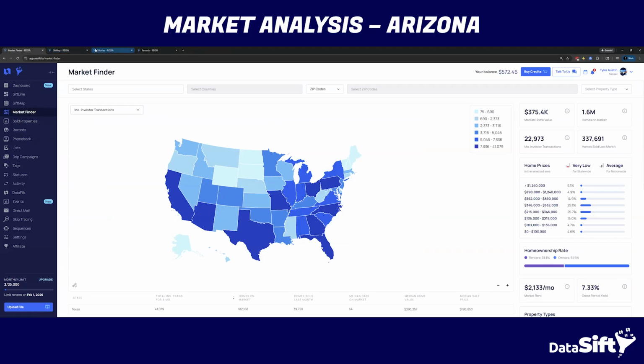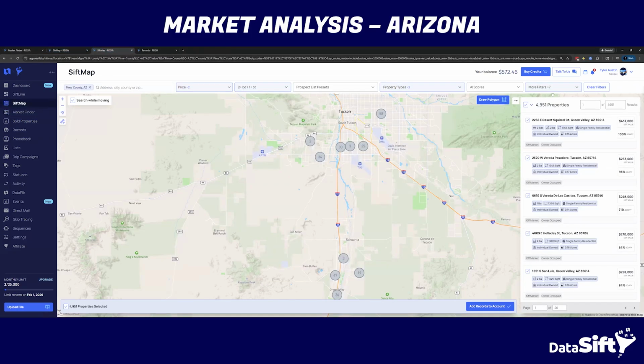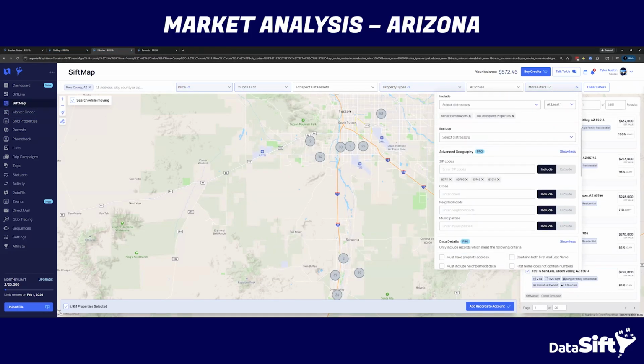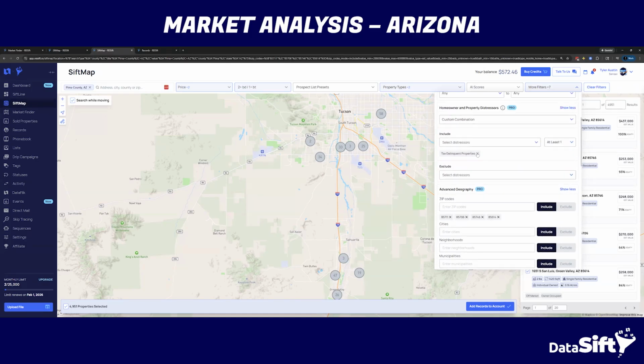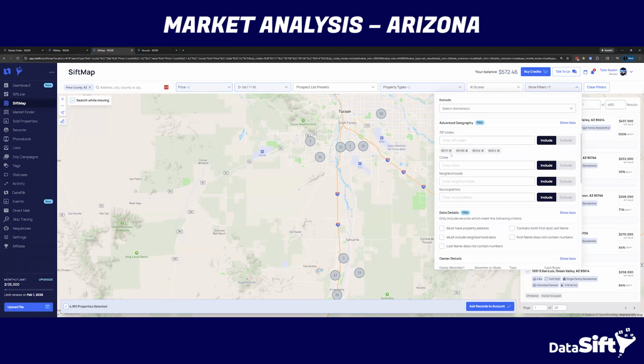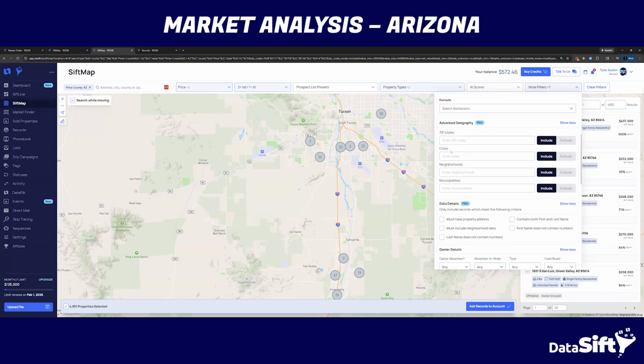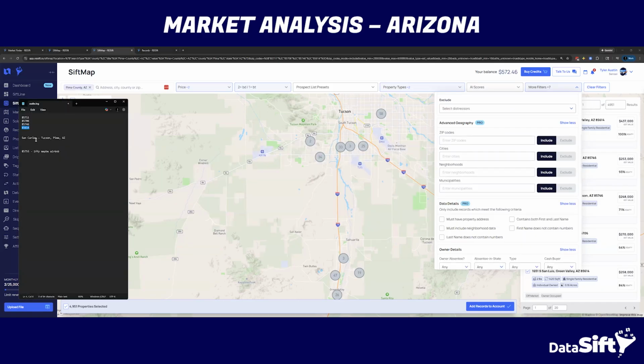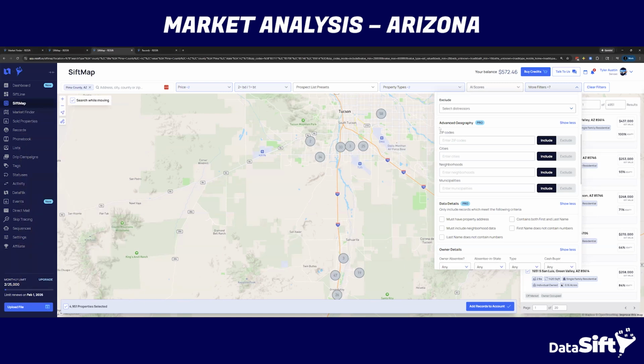Another thing I wanted to do is show you a neighborhood. So let's remove all these zip codes real quick. I'm going to remove the senior owners and the tax delinquents. I'm going to remove these zip codes. I want to add this neighborhood, San Carlos. I called it Tuscan earlier. It's Tucson. I'm an idiot. I just realized I said that.